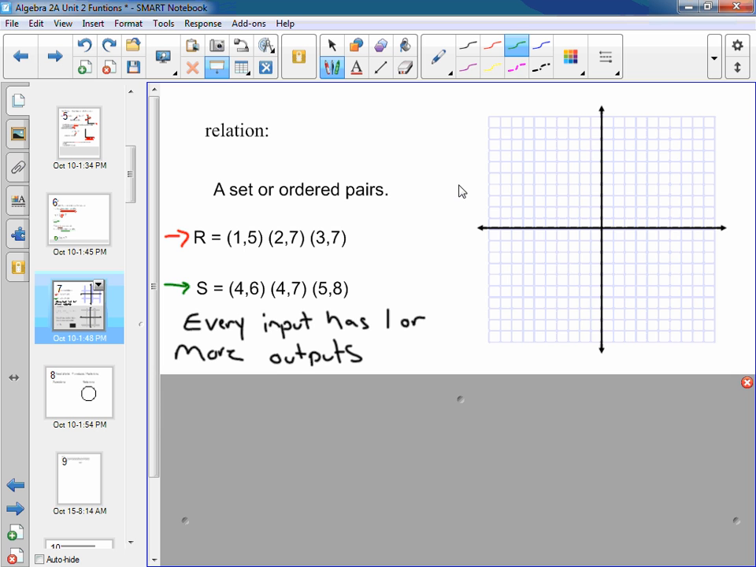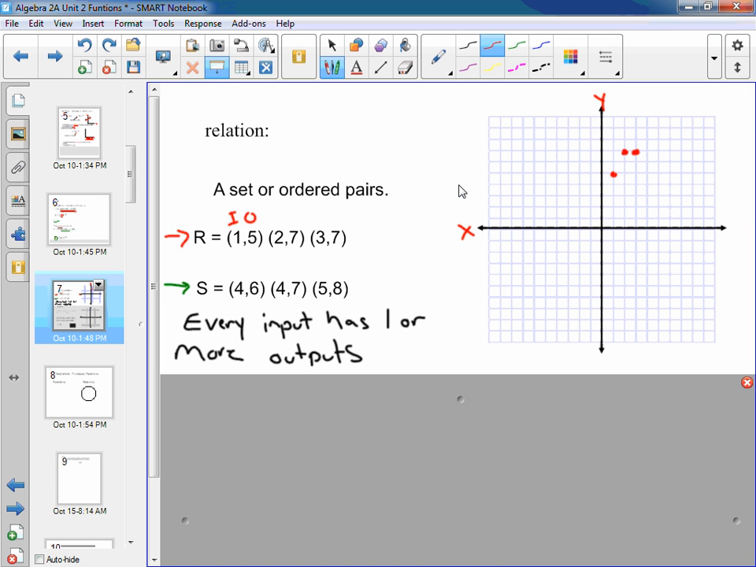If we graph these ordered pairs, 1 is my input and 5 is my output. So I'm going to go to the point 1, 5. Here's my x-axis, my y-axis. So the point 1, 5 is here. Then I'm going to graph the point 2, 7, which is here, and the point 3, 7. Notice here every input, the 1 is paired with 5, the 2 is paired with 7, the 3 is paired with 7. Every input has one output.